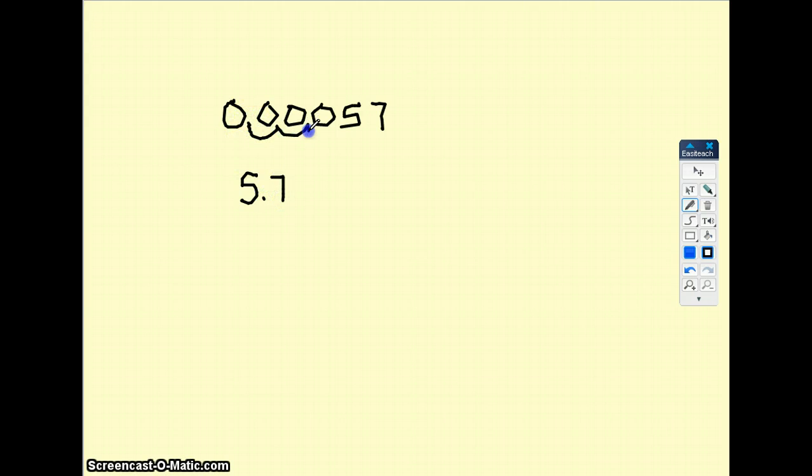Now, really small numbers, okay, numbers that are really close to zero, so maybe 0.00057. It's a number that's almost zero. It's very small, microscopic, that you'd notice in science class. So I could write this as 5.7 times 10 to the negative 4th power.